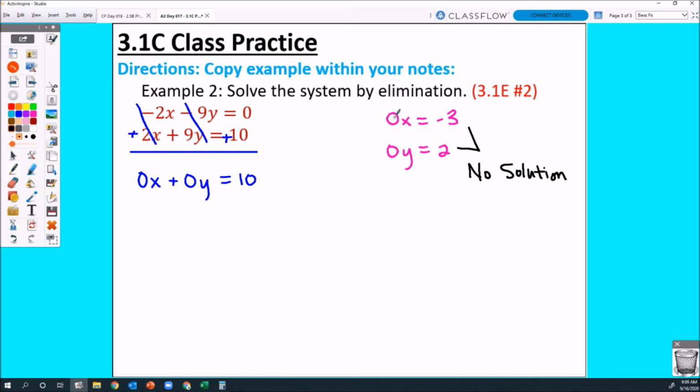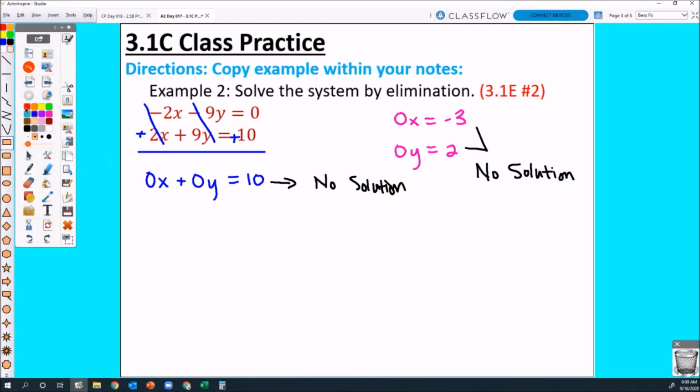So even though it's just a 0x or a 0y, over here from elimination, we have a 0x and a 0y. So in the event you have a 0x and 0y, this is where now we're working with special cases. Since we have a 0x and a 0y and it equals a number besides 0, then this is where you would stop. And then you just write no solution. I'll box that up. Now, I'll explain why this is considered a no solution.